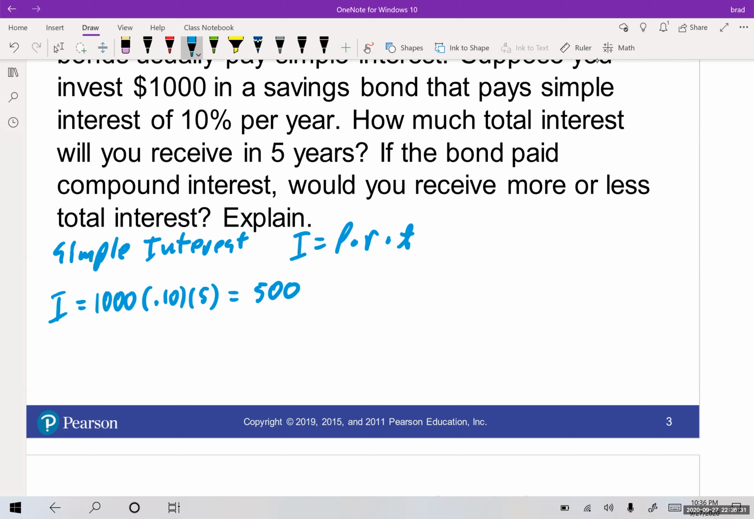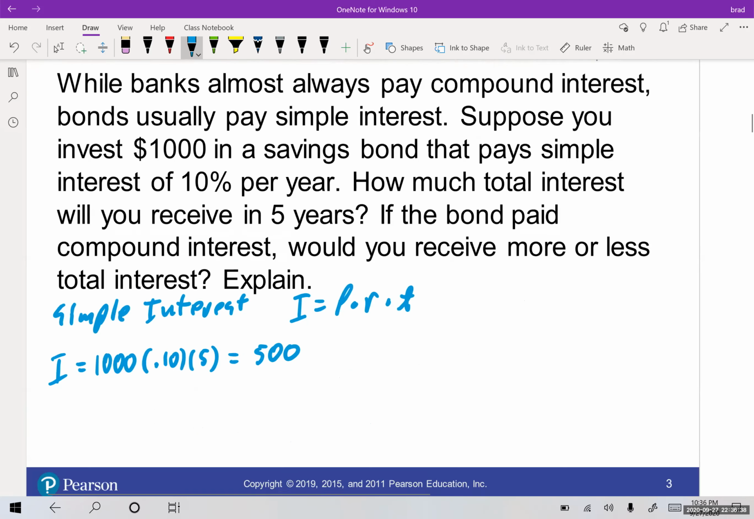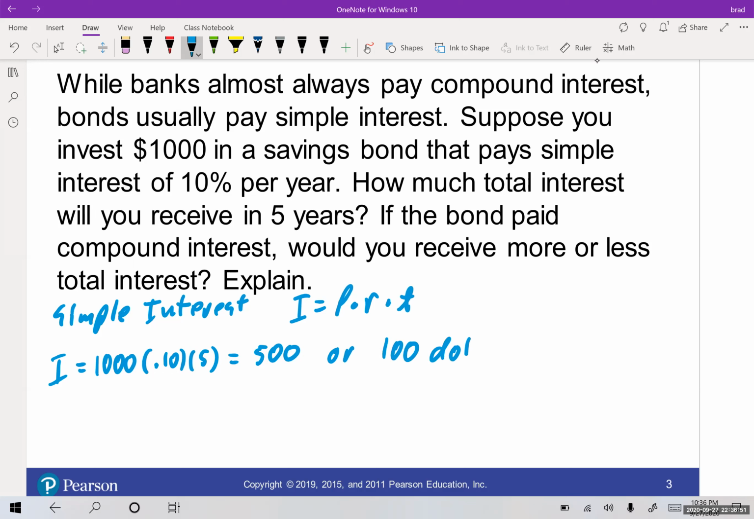Let me make sure. It says, how much total interest will we receive in 5 years? So we'll receive $500 for 5 years, or $100 per year for 5 years.